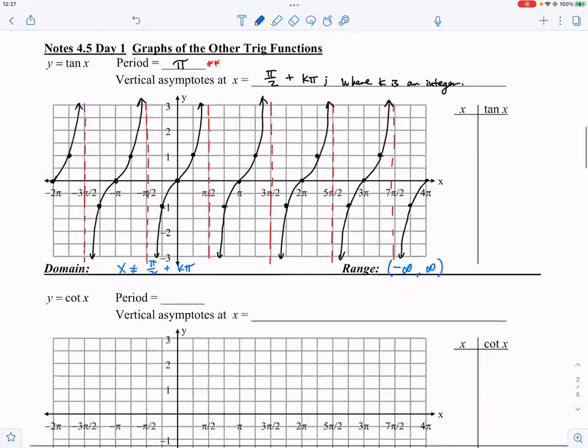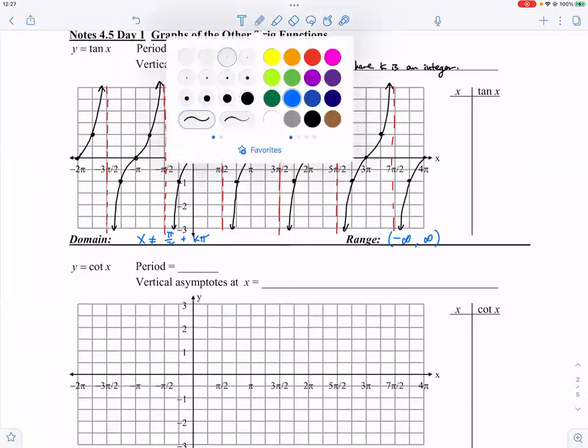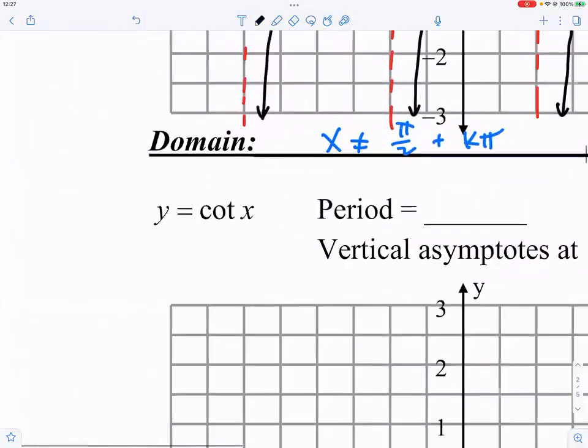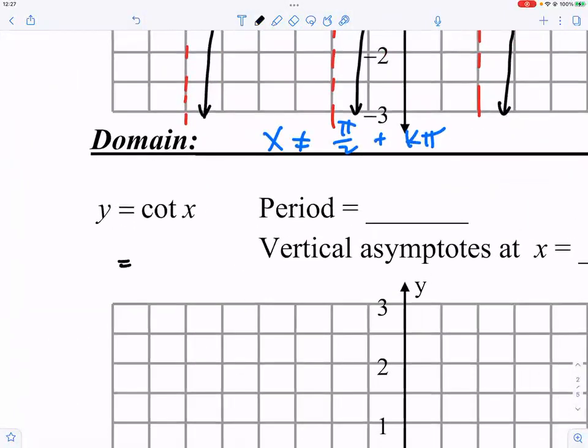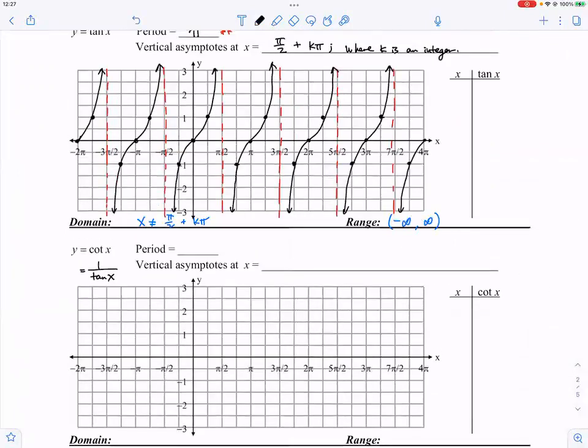All right, now, what about cotangent? What's cotangent in relationship to tangent? It is the reciprocal, right? So now I want you to go ahead and write this down. The cotangent x is equal to 1 over tangent x. Now, we have the tangent graph drawn, and I want you to make use of it.